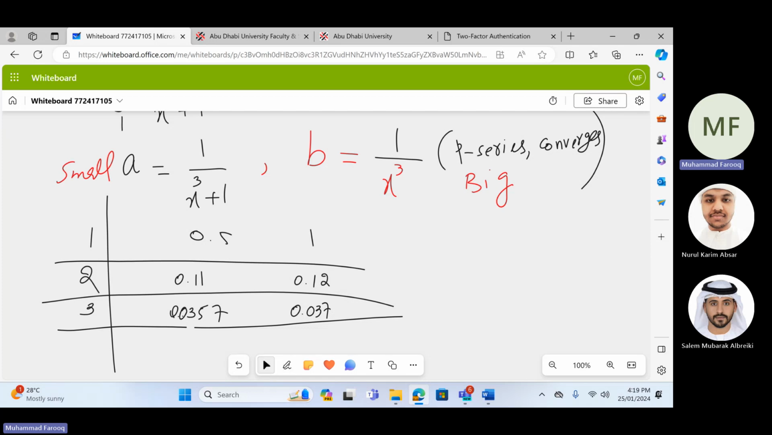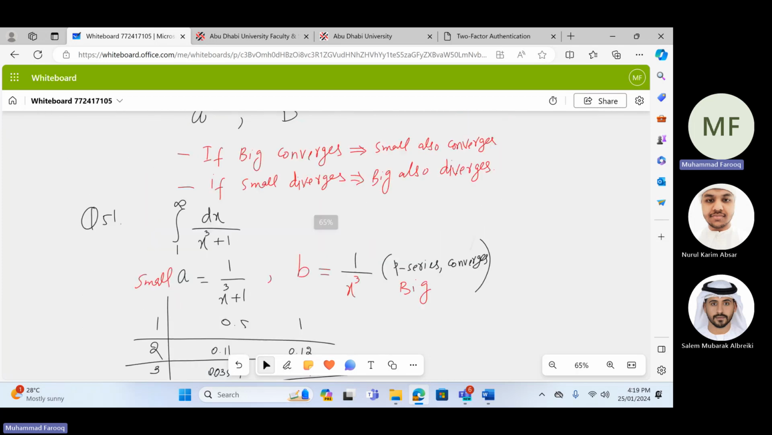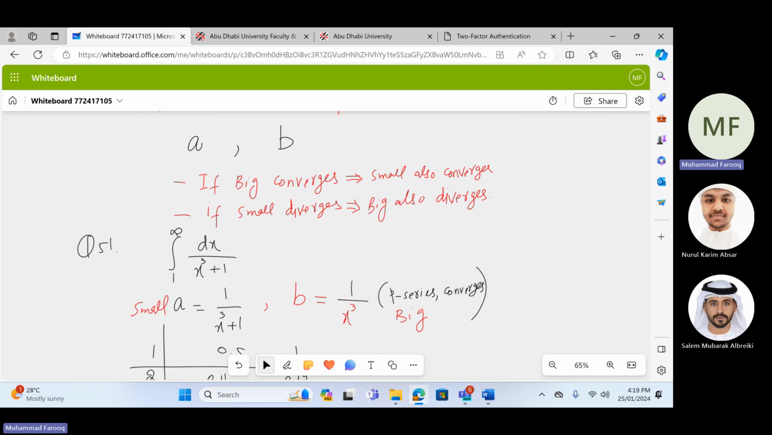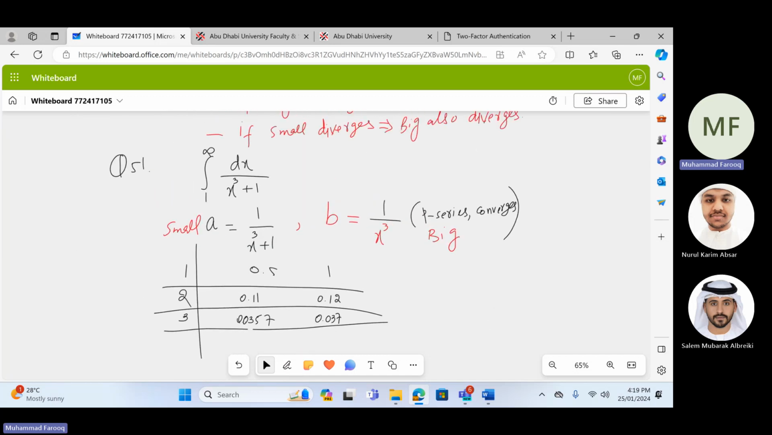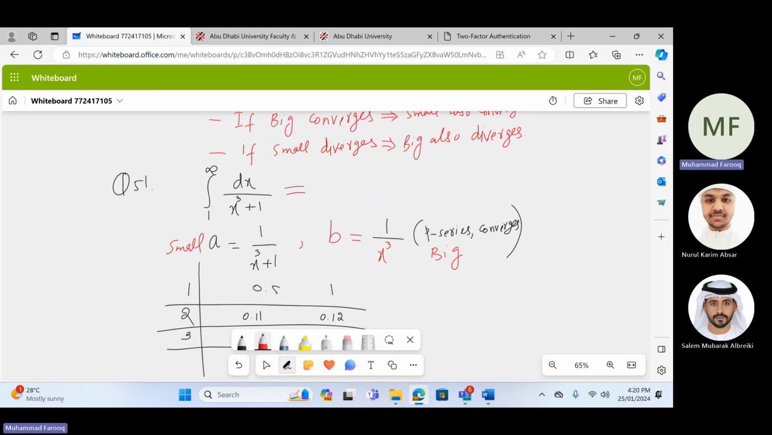So as per the DCT calculation, if big converges, small also converges. You can see small is your question, yes or no? Yes. So this integral is convergent. This implies that it converges. So this is the answer.